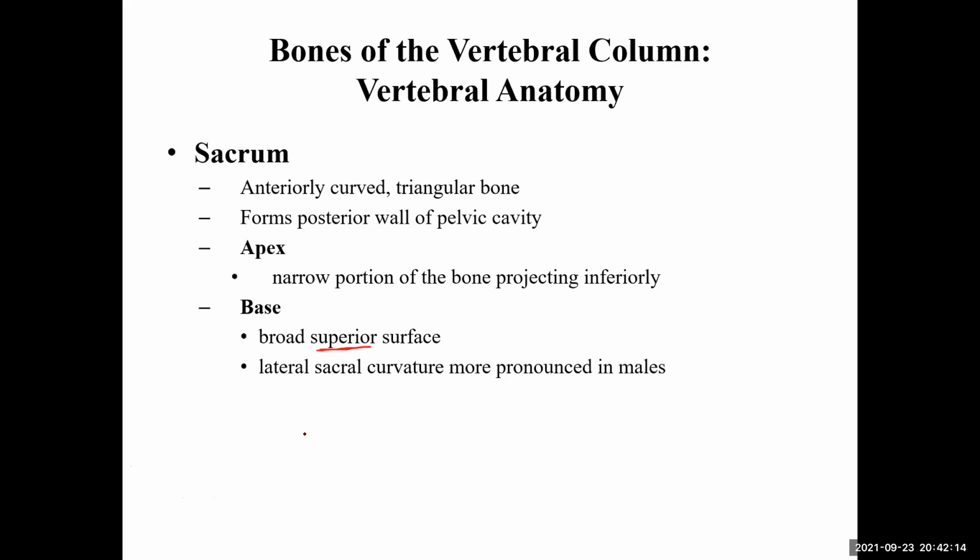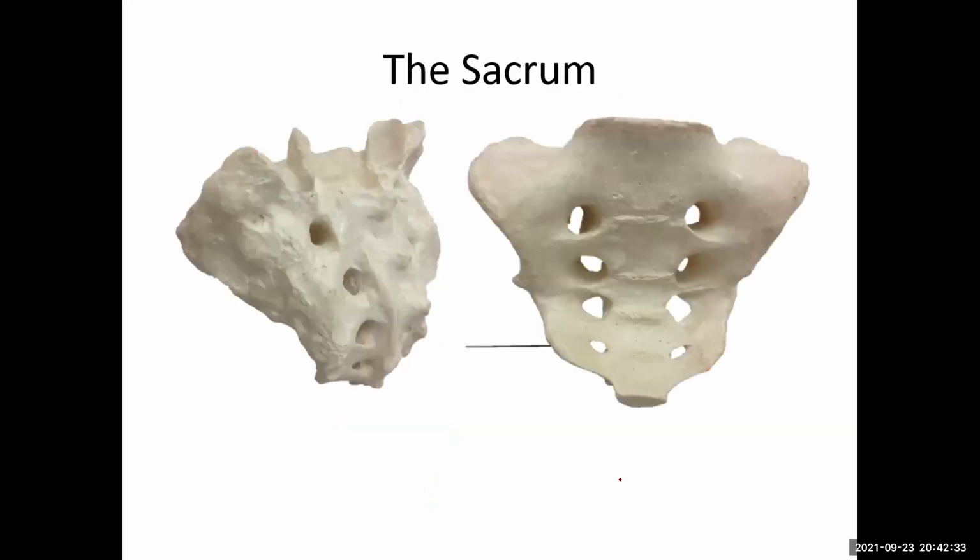And then at the bottom, if I draw my sacrum, here's the base, and then the apex is down here. Base is on top, apex is on the bottom. It's projecting inferiorly. So here's our sacrum. This is the anterior view of the sacrum, and then this over here is obviously the posterior view.